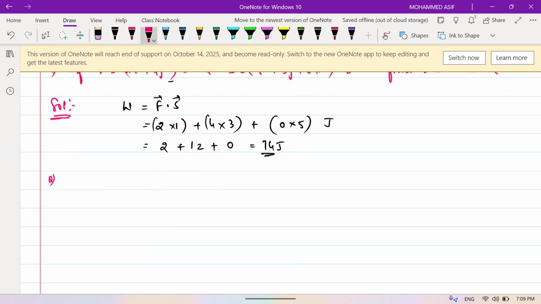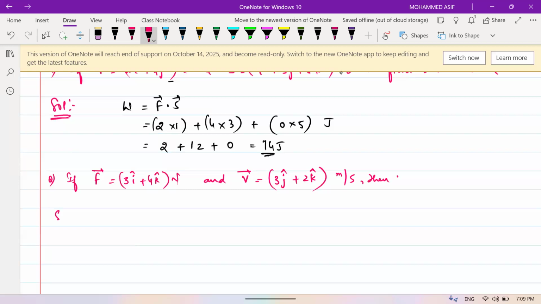Tell me the answer for this one. If the force F bar is equal to 3I cap plus 4K cap Newton, here J is not given, that means we take it as 0. And V bar is equal to 3J cap plus 2K cap, unit is meter per second. Here I is not given, so we take it as 0. Then find the power. 8 joules. Very good. Just multiply that one.